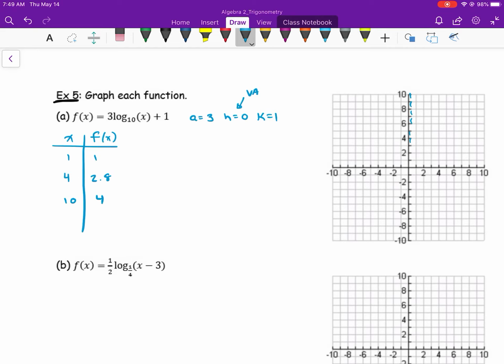So the vertical asymptote is 0. And then 1, 1, so it's shifted up 1 unit. The last problem was at 1, 0. I have 4 and 2.8, and then 10 and 4. There we go.